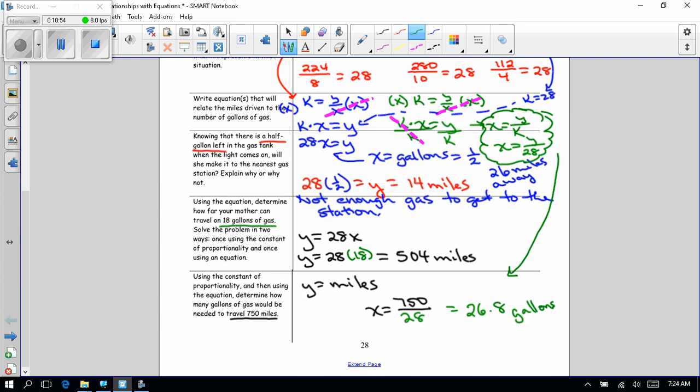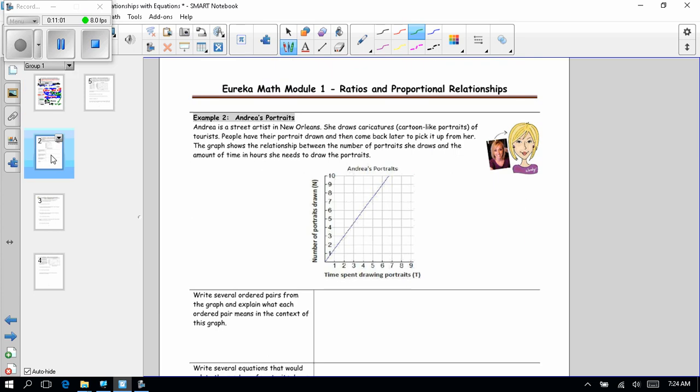All right, sorry about the mistakes on that page, but we fixed it and we're good to go. Let's keep going to the next page. All right, look on page 29. Andrea's portraits. Andrea is a street artist in New Orleans. She draws caricatures, right? Those cartoon-like portraits of tourists. People have their portrait drawn and then come back later to pick it up from her. The graph shows the relationship between the number of portraits she draws and the amount of time in hours that she needs to draw the portraits.